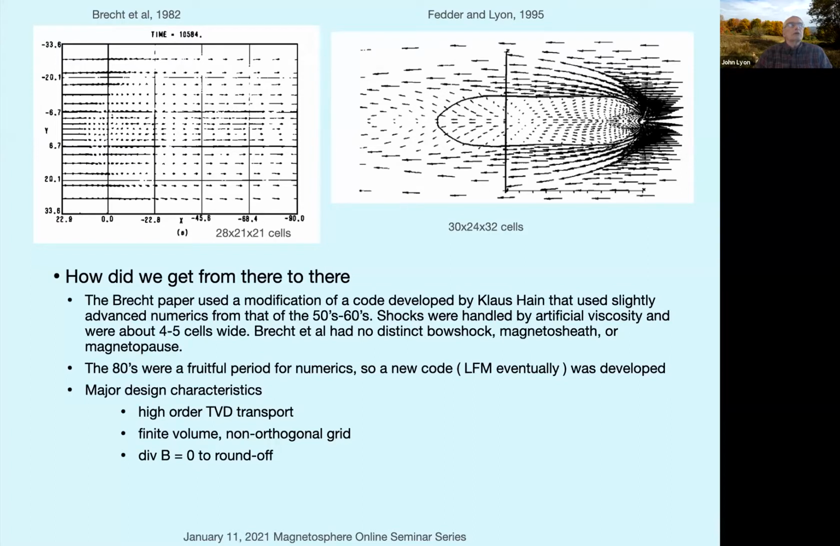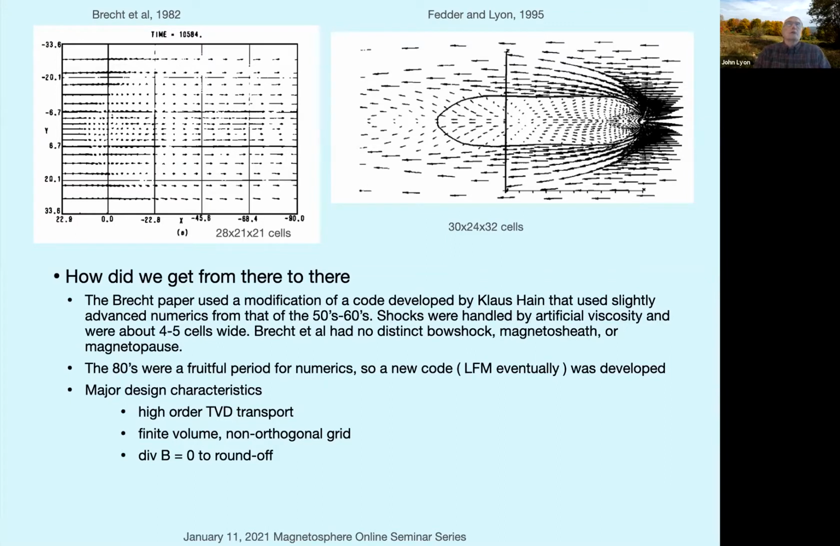So this code was basically 50s, 60s numerical methods. Klaus had added some stuff that became the limiter, I'll get to that later, that we use in LFM and in Gamera. But it spread shocks over 4 or 5 cells, which meant that you couldn't really tell the difference between the bow shock and the magnetopause, or the magnetosheath sort of disappeared.